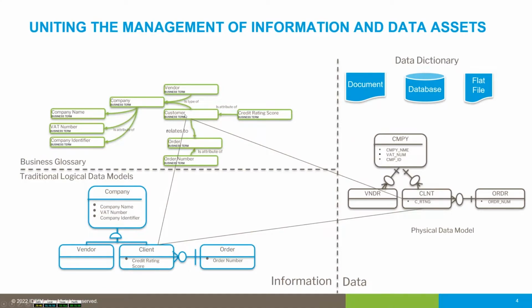So I can ask a question and say, well, which databases contain customer information? Oh, this one over here, in a table called CLNT. Great. Where is credit rating score? I can even go to a column and say C_RTNG. What does it mean? What are the rules that apply to it? Well, then take me back to the business term and tell me that it's sensitive and PII, etc. So that's the core of our model.